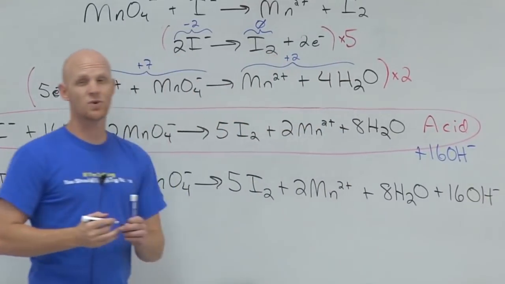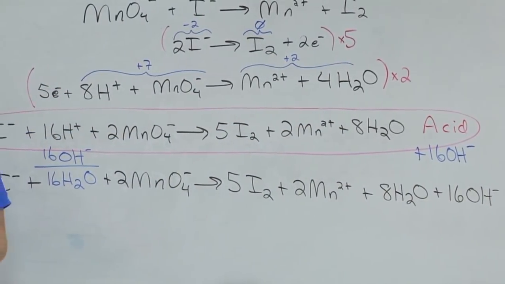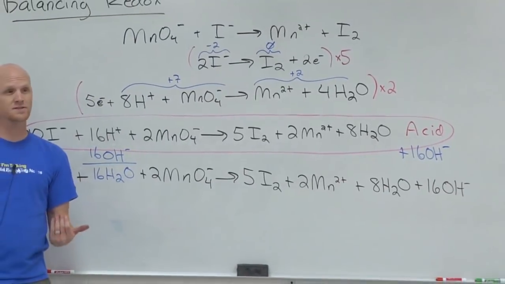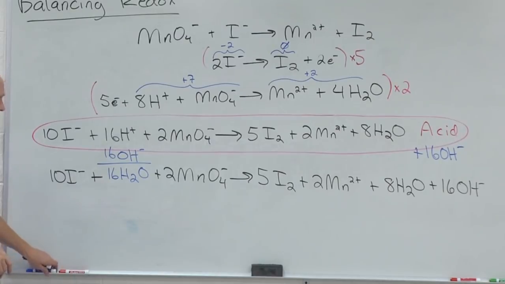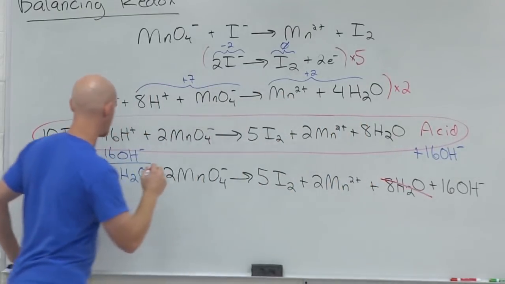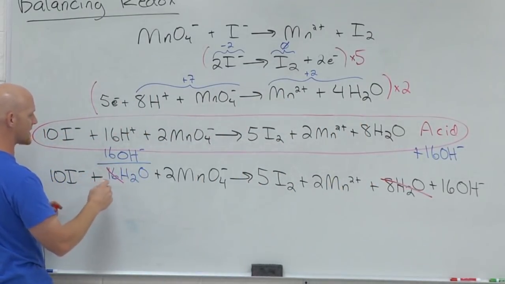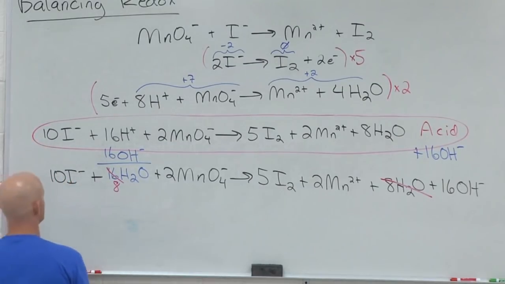And again, because we just formed a bunch of waters, and waters are so common in redox reactions, we might see if we're going to have some waters cancel. Are we going to have some waters cancel? Yeah. Where are the waters going to cancel? These 8 waters will cancel out 8 of the 16, which means how many have I got left? 8. And now, what remains?